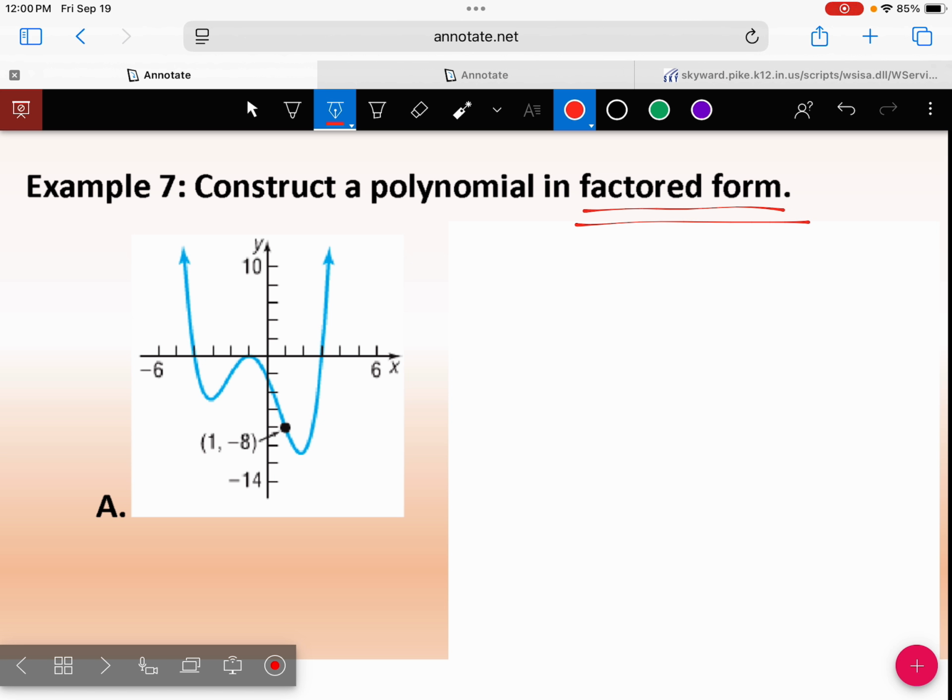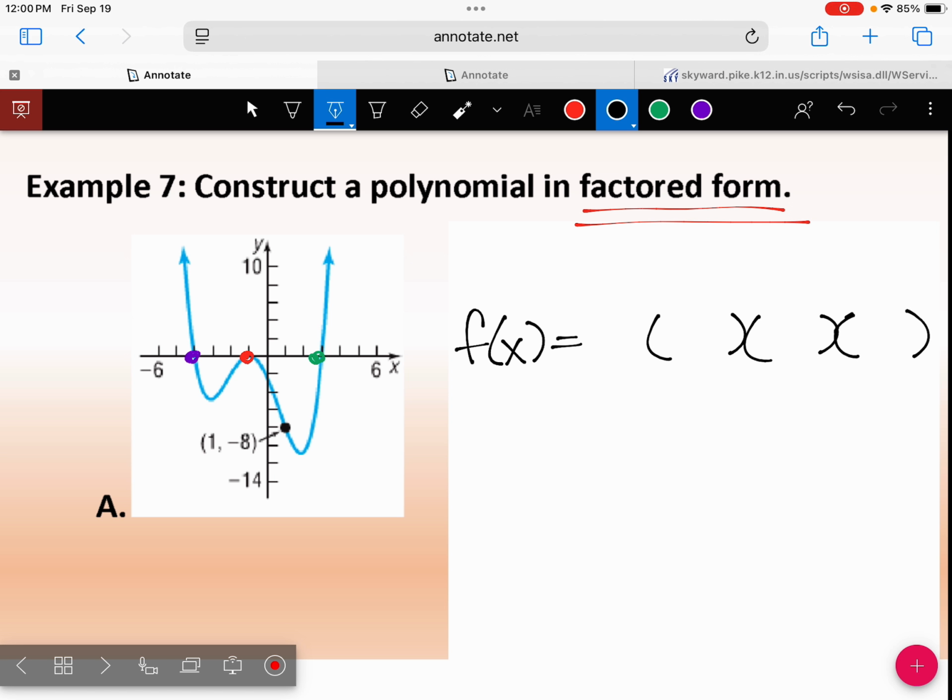Okay, how many times? Show me with your fingers. How many x-intercepts do I have? How many x-intercepts do you see? Show me with your fingers. All right, we all agree that it's 3. Yep. We have one here, here, and here. So that means I have 3 factors. So let's start our equation. F of x equals, and I have 3 factors.